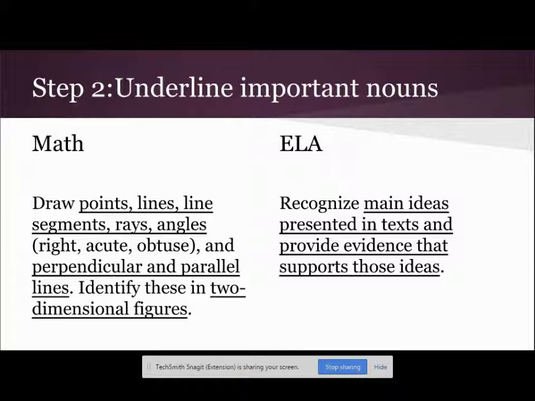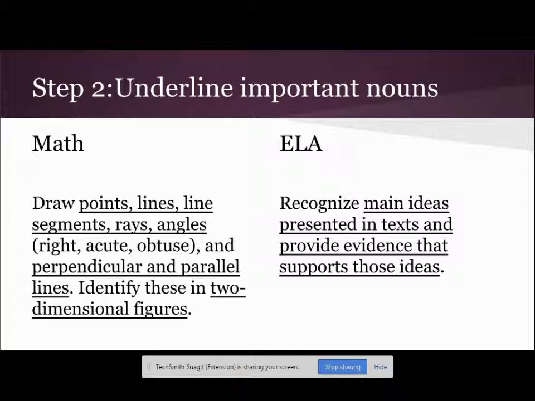Again, the concepts, nouns, are what students need to know. Look at the math example. The following nouns or concepts have been underlined: points, lines, line segments, rays, angles, and perpendicular and parallel lines, as well as two-dimensional figures. These are the concepts that students need to be able to draw. The two-dimensional figures they need to be able to identify.